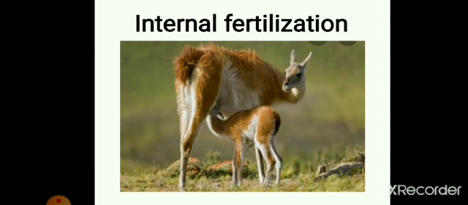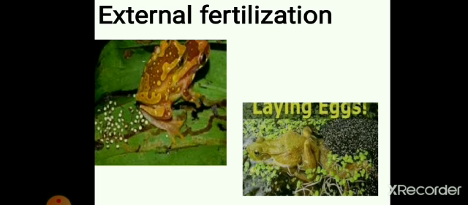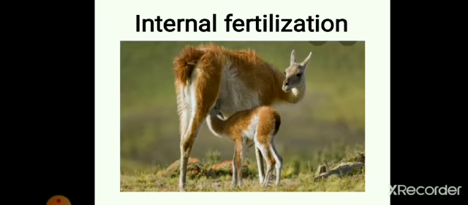When the fertilization takes place inside the animal's body, it is called internal fertilization. Internal fertilization takes place in animals like cat, dog, cow and others. So external fertilization is fertilization outside the animal's body, for example fish and frogs. Internal fertilization takes place inside the animal's body.